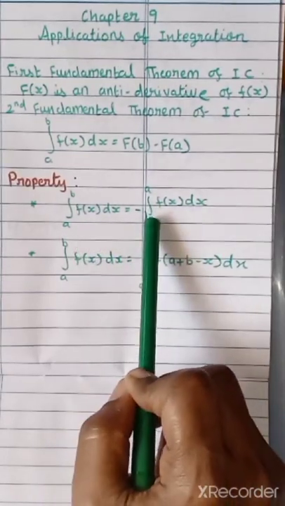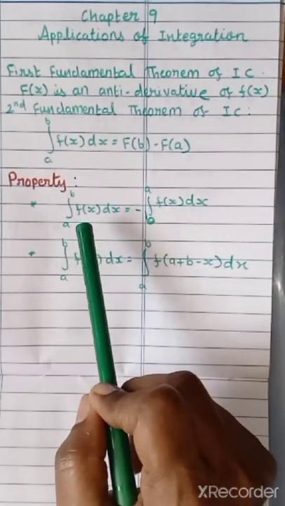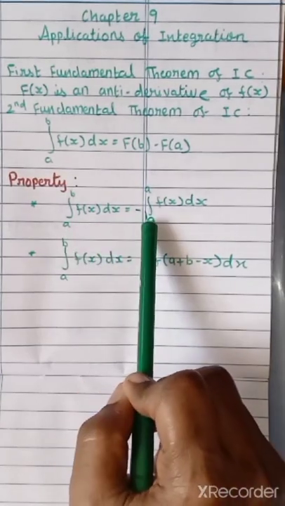What is the first property? If you want to change the interval, you have to take a minus outside.